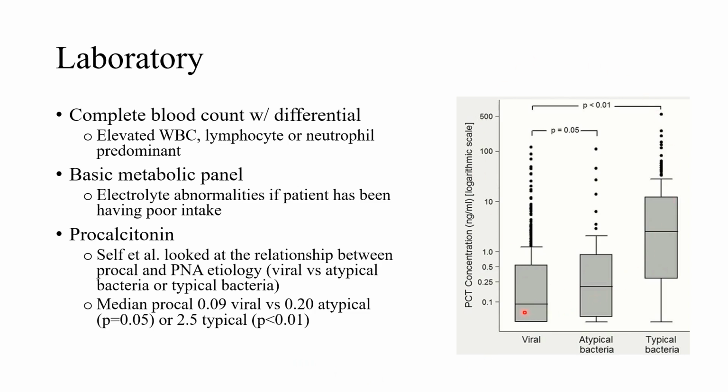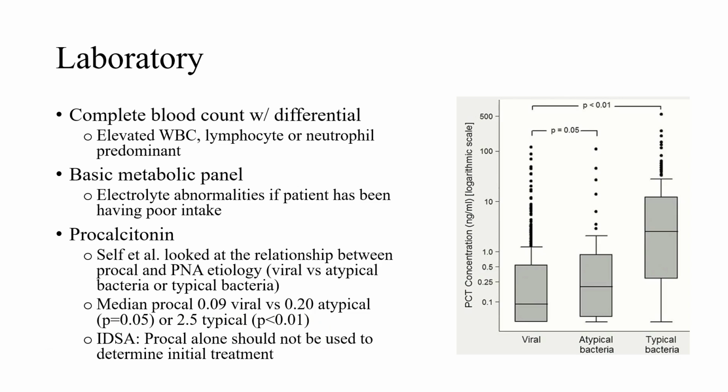So viral versus atypical, there was no significant difference. But if we're comparing typical bacteria to viral, there is a significant difference, where typical usually has a higher procalcitonin. The important thing to know, and I would agree with this in practice as well as the IDSA says, is that procalcitonin alone should not be used to determine initial treatment.